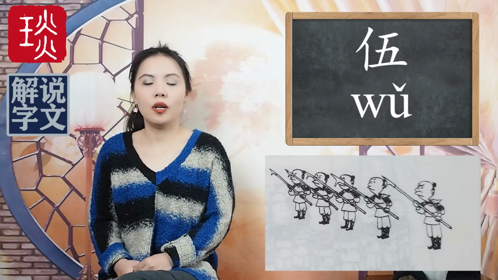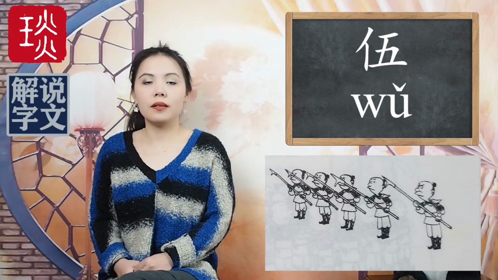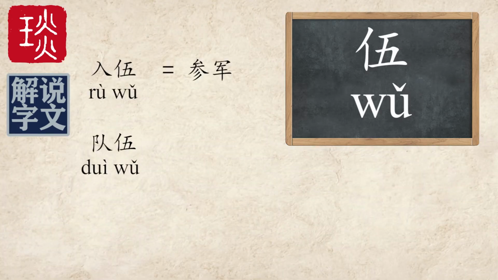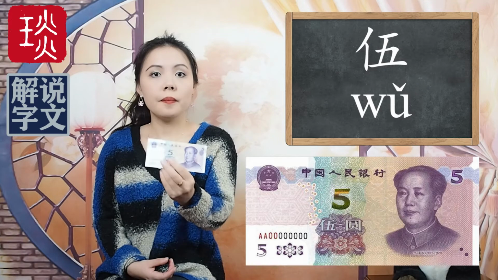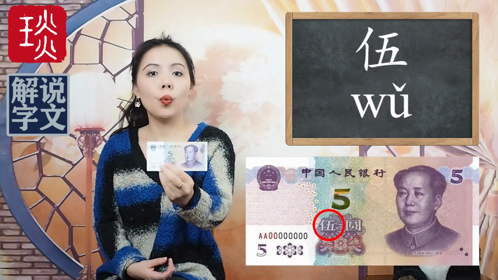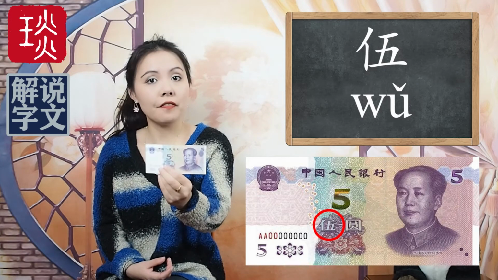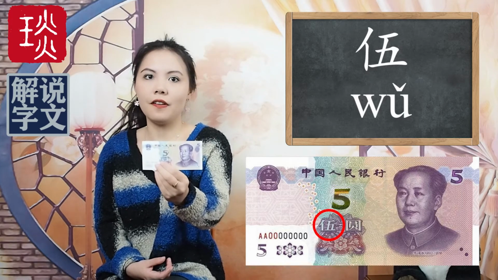伍. 入伍, join the army. Another way to say it is 参军, their equivalent. 队伍, troops, army. In some cases, it can also mean team. This is a Chinese 5-yuan bill. On the bill, it has the character 五. It means 5 here, and it's only used on the 5-yuan bill.